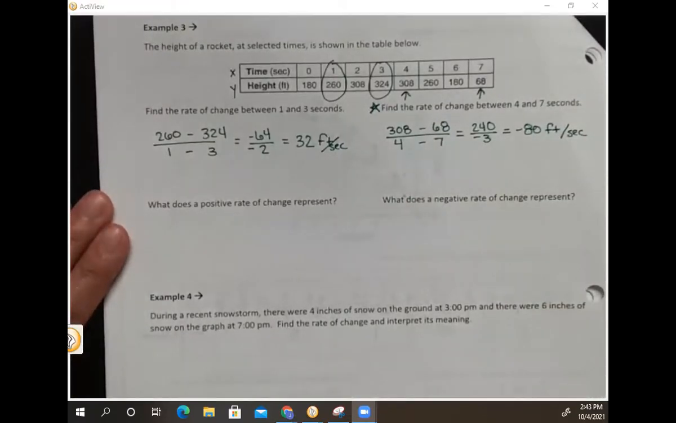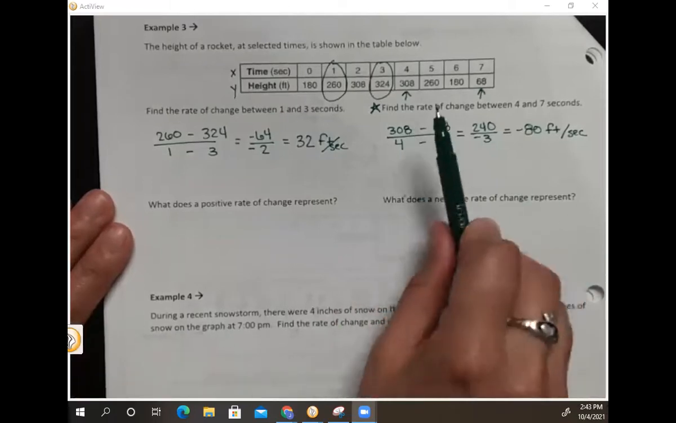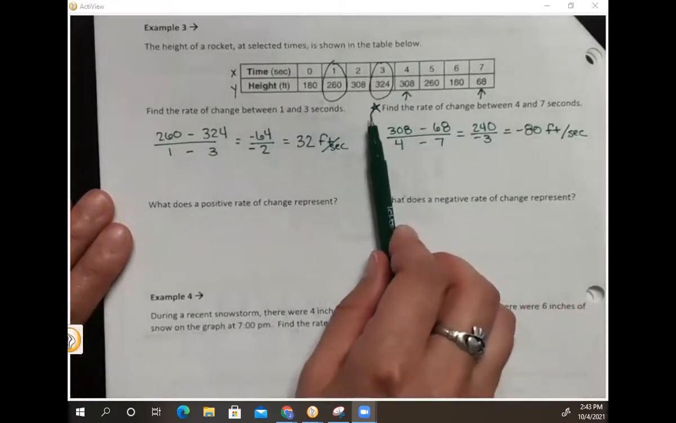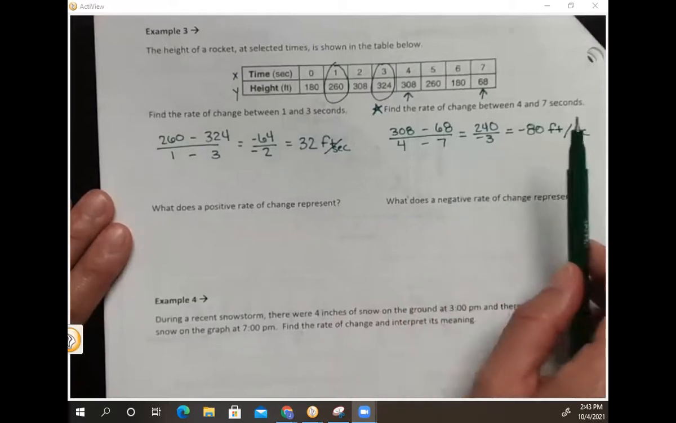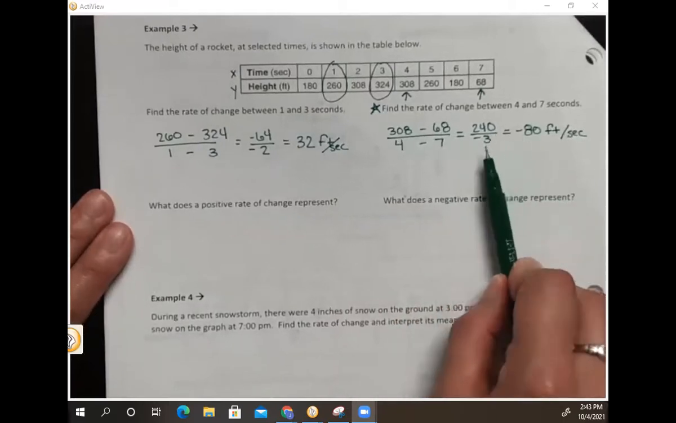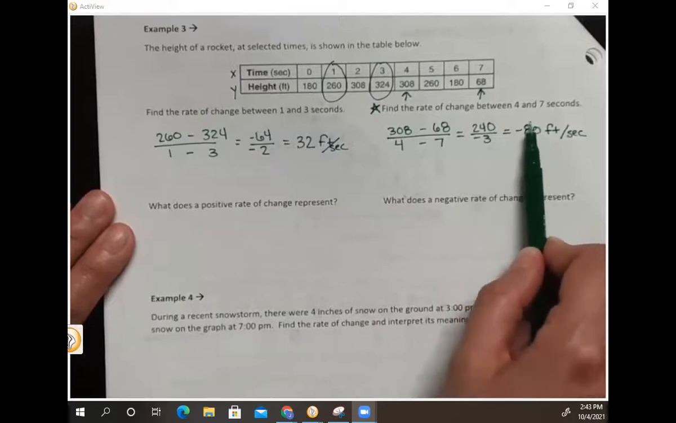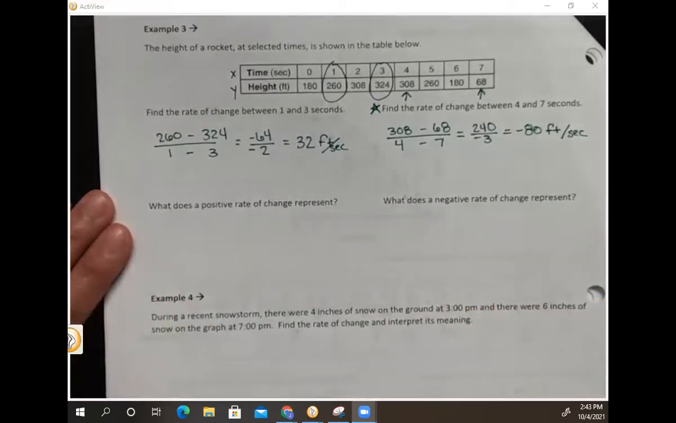Check your work. Again, if you have the order swapped on these, so you have 68 over 7 first and 308 over 4 second, you would have gotten negative 240 over positive 3, but that's still going to simplify to negative 80. And again, our unit is feet per second.